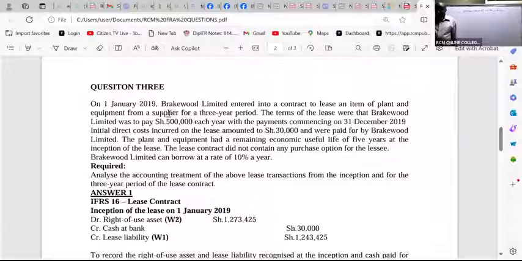On 1st January 2019, Breakwood Limited entered into a contract to lease an item of plant and equipment from a supplier for a 3-year period. So remember, the right of using this asset is just 3 years. The term of the lease was that Breakwood Limited was to pay $500,000 each year, with payments commencing on 31st December 2019, end of the year. Initial direct costs incurred on the lease amount to $30,000 and were paid for by Breakwood Limited. The plant and equipment had a remaining economic useful life of 5 years. That economic useful life of 5 years is hot air. We're not going to use it anywhere.